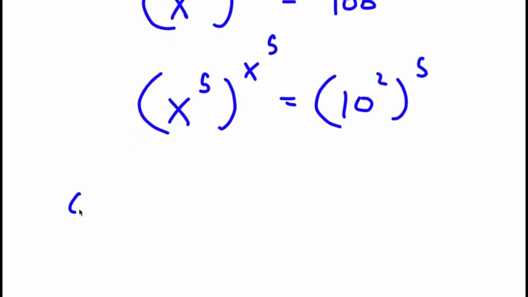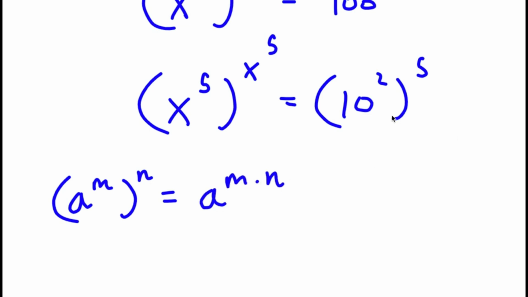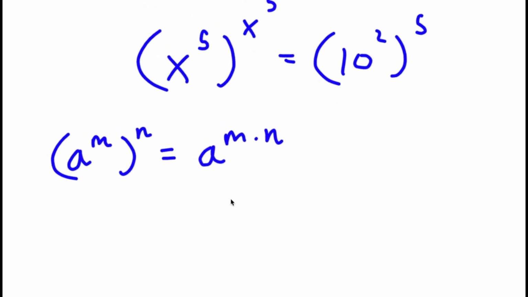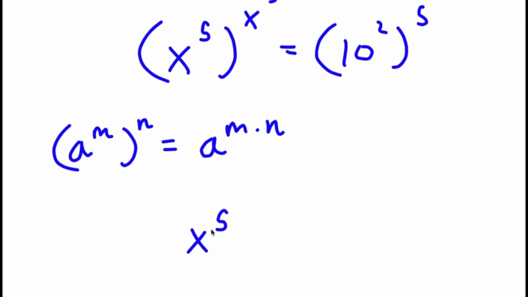Now, if I have something in the form a to the power of m to the power of n, this is equal to a to the power of m times n. So 10 to the power of 2 to the power of 5, that's going to equal 10 to the power of 2 times 5, which is 10 to the power of 10. So I have x to the power of 5 to the power of x to the power of 5 is equal to 10 to the power of 10.